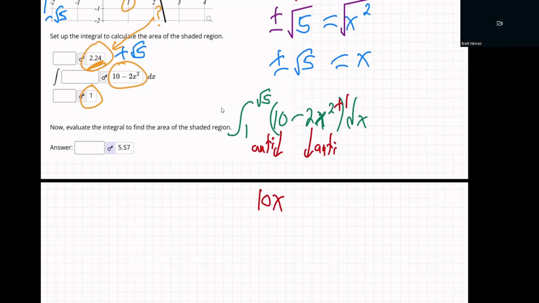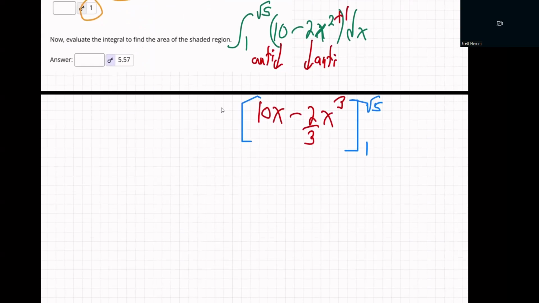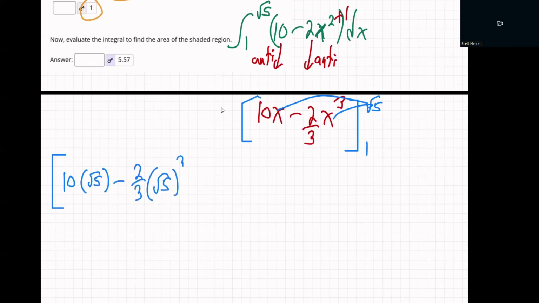What's the antiderivative of that? Remember, you add 1 to the power. So it becomes third power, and then divide by that 3. Then we're going to evaluate that. Let me change the color. Between 1 and root 5. So that means I'm going to plug in root 5 there and there. So what am I going to get? I'm going to get 10 root 5 minus 2/3 root 5 cubed.